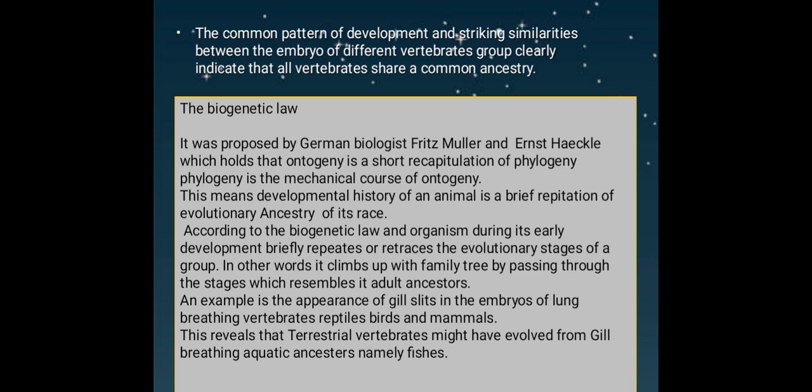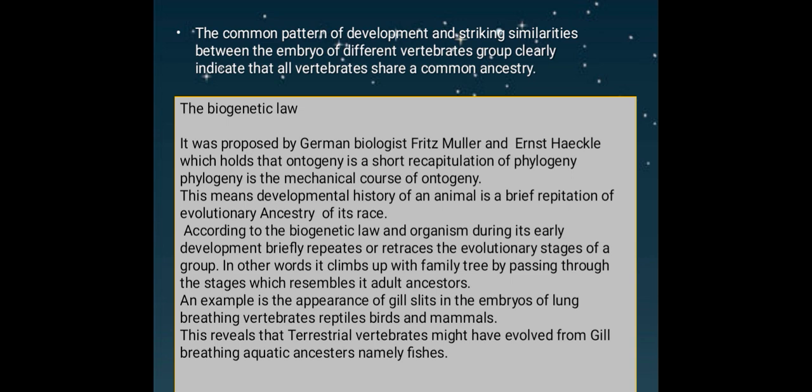The biogenetic law was proposed by German biologists Fritz Müller and Ernst Haeckel, which holds that ontogeny is a short recapitulation of phylogeny. Ontogeny is the mechanical course of phylogeny. This means the developmental history of an animal is a brief recapitulation of the evolutionary ancestry of its race.